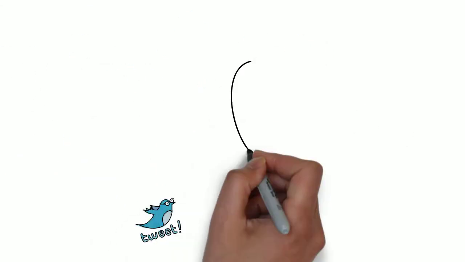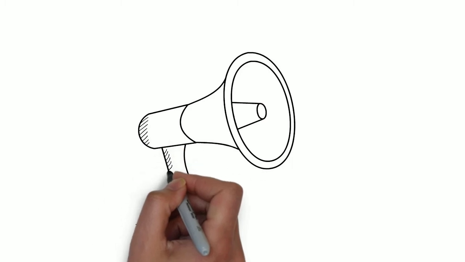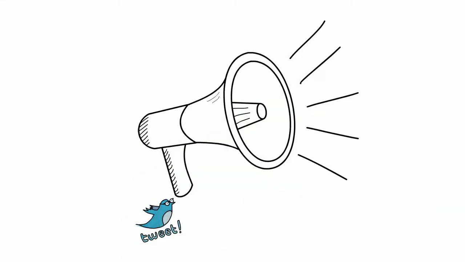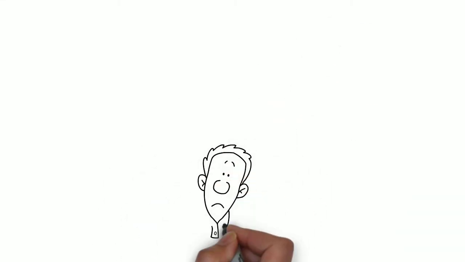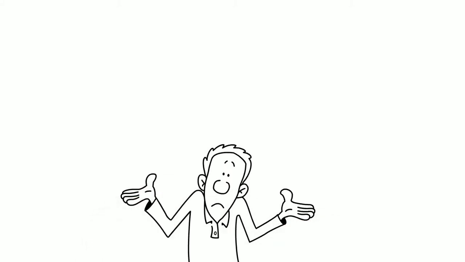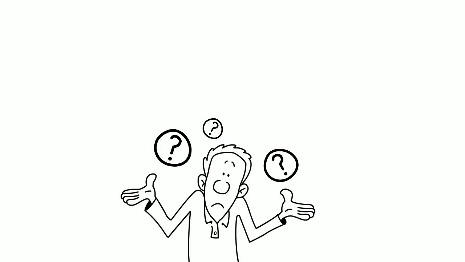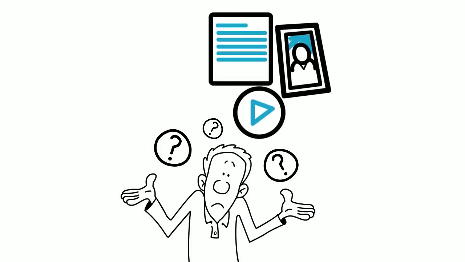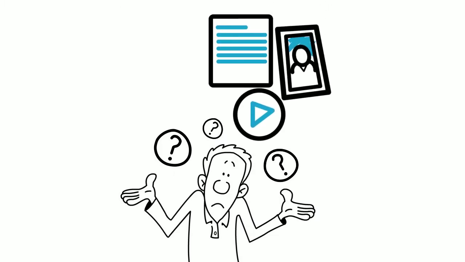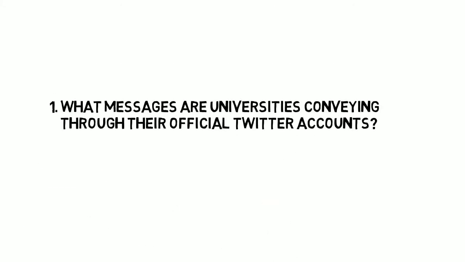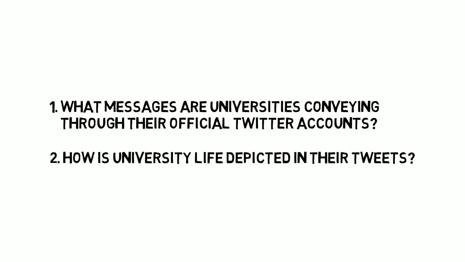We found that Twitter University accounts are typically used to broadcast information. One aspect of our research sought to make better sense of the ways universities represent themselves on Twitter. Therefore, we examined the images, videos, and texts they posted online to answer the following questions. 1. What messages are universities conveying through their official Twitter accounts? 2. How is university life depicted in their tweets?